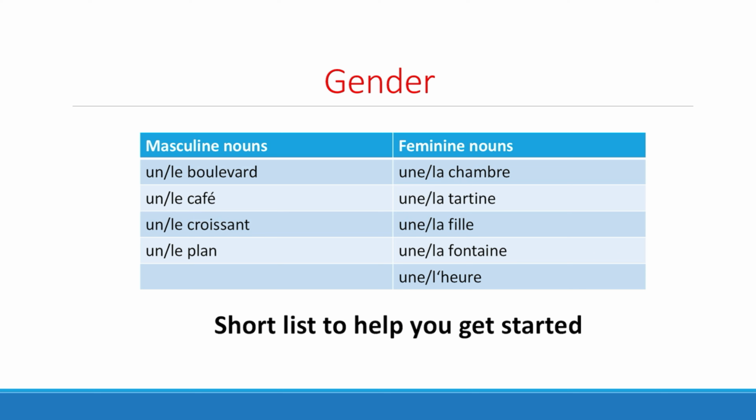By directly writing the article, you will automatically know the gender of the noun. So you will also get used to using the right articles with the right nouns so that you will not make any mistakes at all when it comes to gender. So I hope you can get that.